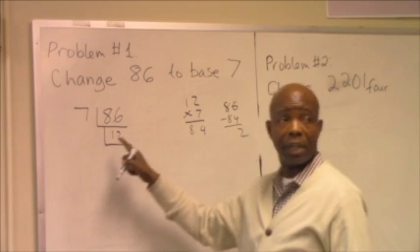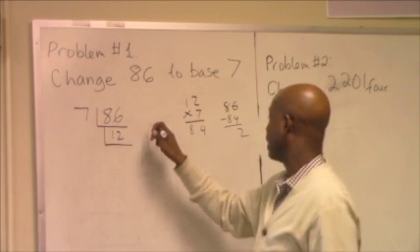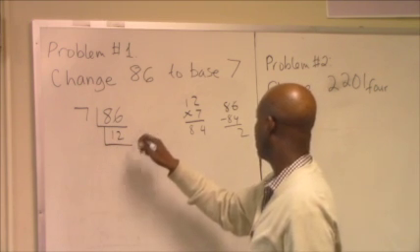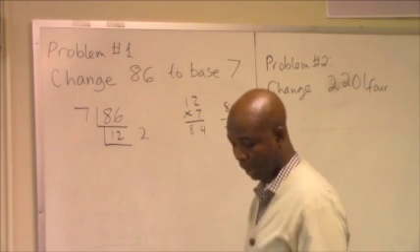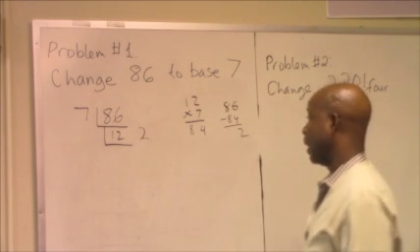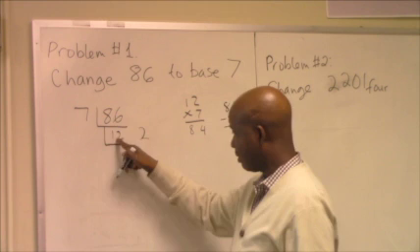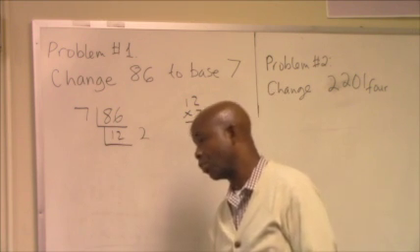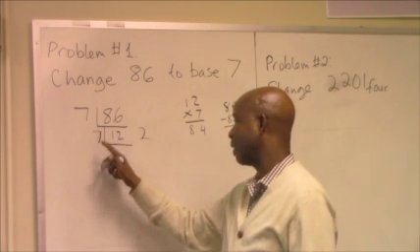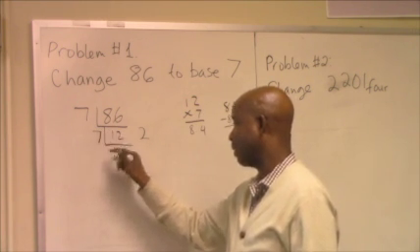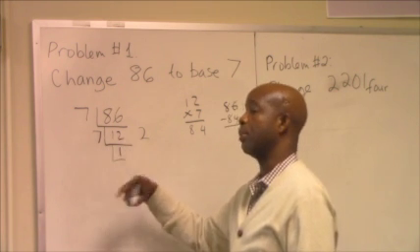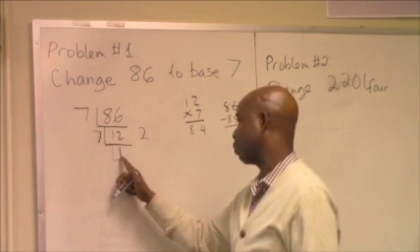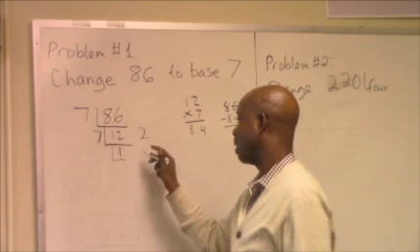It went in 12 times, so I put 12 here, and I put the remainder of 2 over here. Now I'm going to divide this quotient here again by 7. When I divide 12 by 7, it will be 1, with a remainder of 5, because 7 times 1 is 7, and 12 minus 7 is 5.